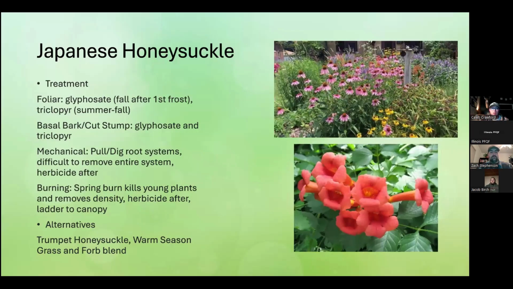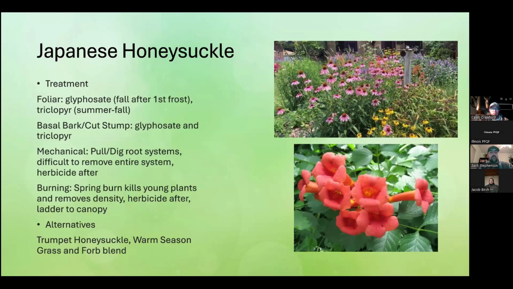For the treatment, the foliar application is going to be with glyphosate after the first frost of the year. Triclopyr can also be used summer through fall. For the basal bark and the cut stump method, you can use glyphosate and or triclopyr. For mechanical, you can dig or pull the root systems, but it can be difficult to remove the entire system, so you'll likely have to follow up with herbicide to hit those resprouts.